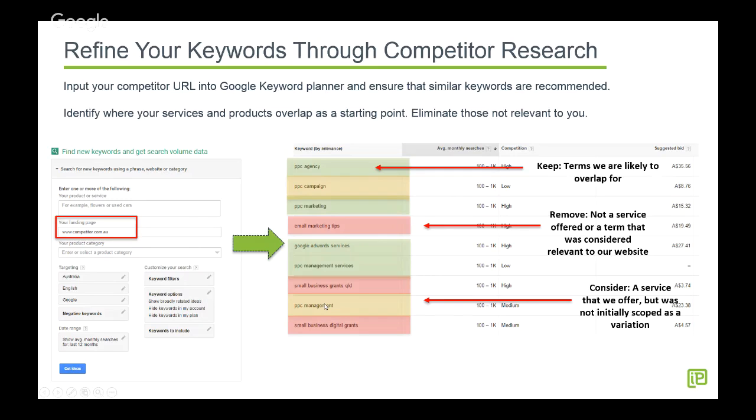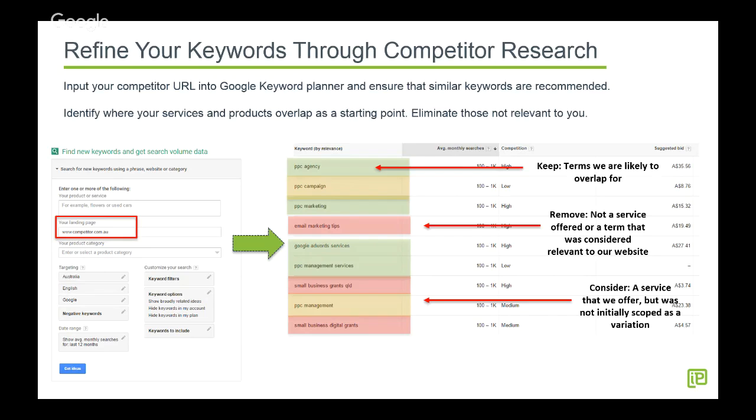The ones marked in yellow here are ones that didn't actually pop up for us in our initial keyword research, but they're popping up for our competitor. So again, these all look relevant to what my actual service is on the website and what we were initially pulling. So I would consider adding these to my keyword list to expand that a little further.